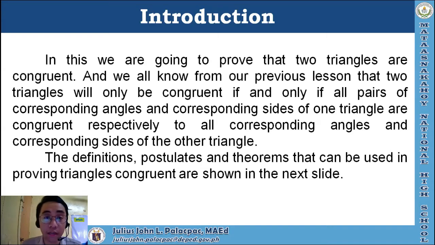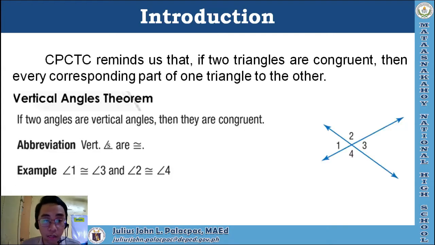Yun yung tinatawag na CPCTC na pinag-aralan na rin natin noong nakaraan. Respectively to all corresponding angles and corresponding sides of the other triangle. So dito, i-apply natin ngayon yung definitions, postulates, and theorems na pinag-aralan natin ng mga nakaraang linggo. Ano ba yung CPCTC? It reminds us that if two triangles are congruent, then every corresponding part of one triangle to the other is also congruent.